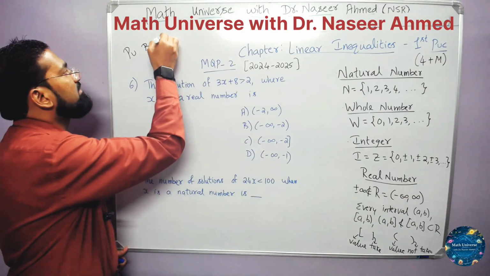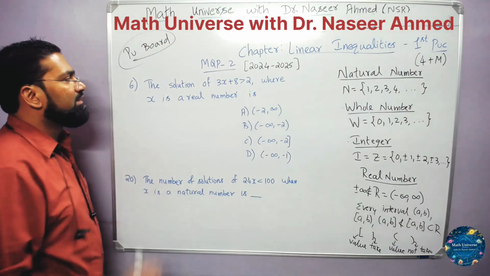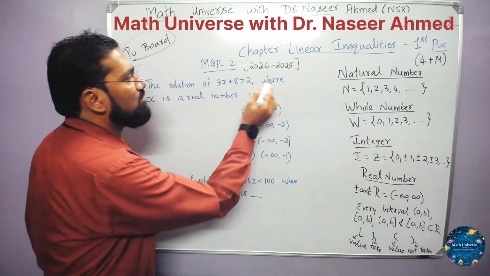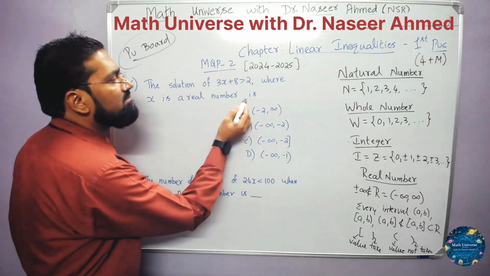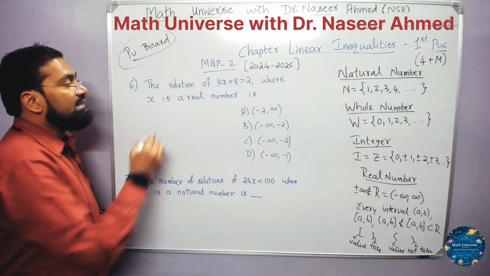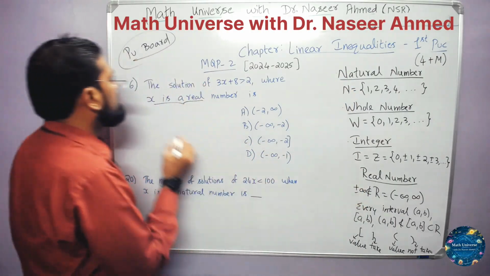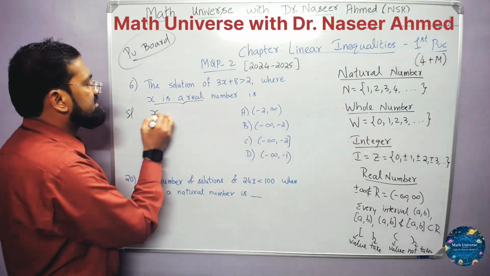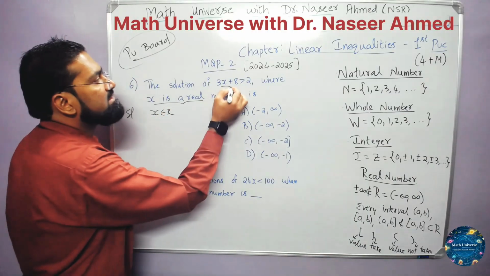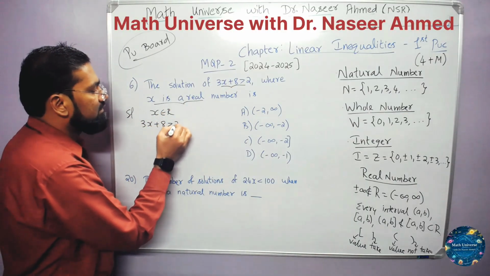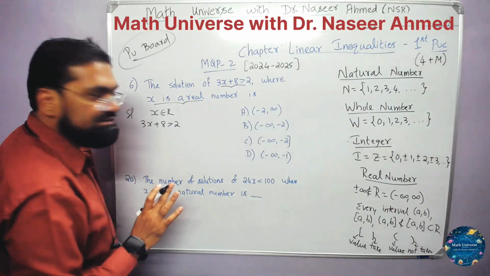Now let us start with the problem. The solution of 3x plus 8 greater than 2, where x is a real number, is. X is a real number. So among all this, they are talking about this. So they said x is a real number and this is the inequality. So I have to solve this.